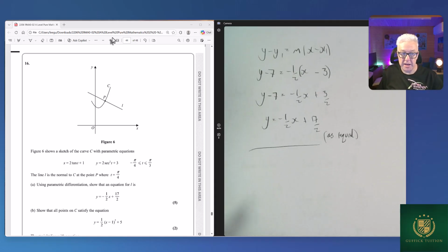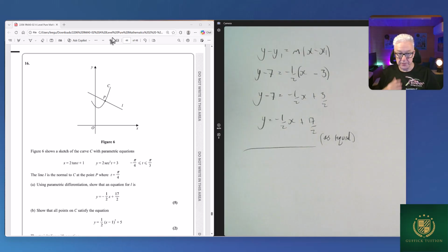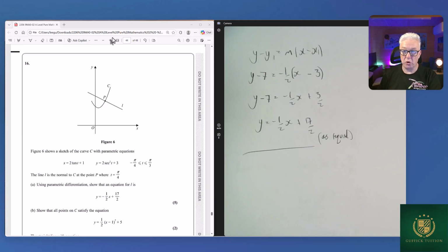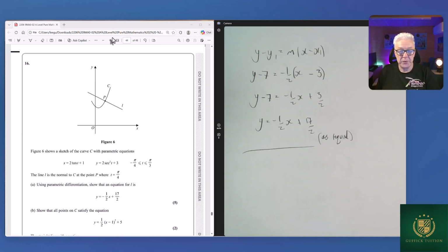So that's part A done. Let's just review the steps. We basically used the chain rule to find dy by dx. Then once we'd found dy by dx, we took negative the reciprocal of that because we wanted the gradient of the normal, not the gradient of the tangent. We then took the value of the parameter, pi over 4, subbed it into our x parametric and our y parametric in order to find the coordinates of the point P. We then used the equation of a line in order to find the equation of L, the normal to the curve at the point P.